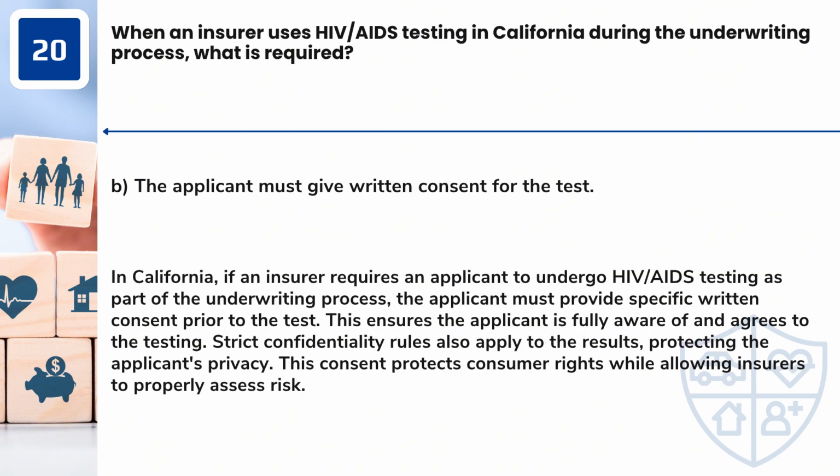Answer: B. The applicant must give written consent for the test. In California, if an insurer requires an applicant to undergo HIV/AIDS testing as part of the underwriting process, the applicant must provide specific written consent prior to the test. This ensures the applicant is fully aware of and agrees to the testing. Strict confidentiality rules also apply to the results, protecting the applicant's privacy. This consent protects consumer rights while allowing insurers to properly assess risk.